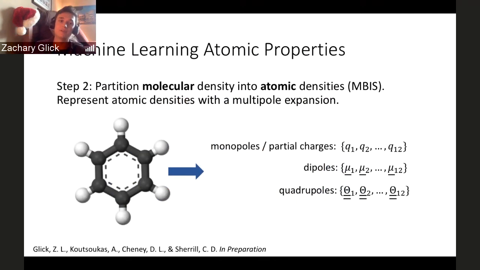Next, with this EMBESS code, we can take the molecular density that Psi4 calculates with DFT, partition it into atomic densities, and then those atomic densities are represented with a multipole expansion. So we save the monopoles or partial charges, the dipole vectors, and the quadrupoles, and we have one of those for each atom. And with those values, we can get a pretty good approximation of the electrostatics between interacting molecules, especially at long range.